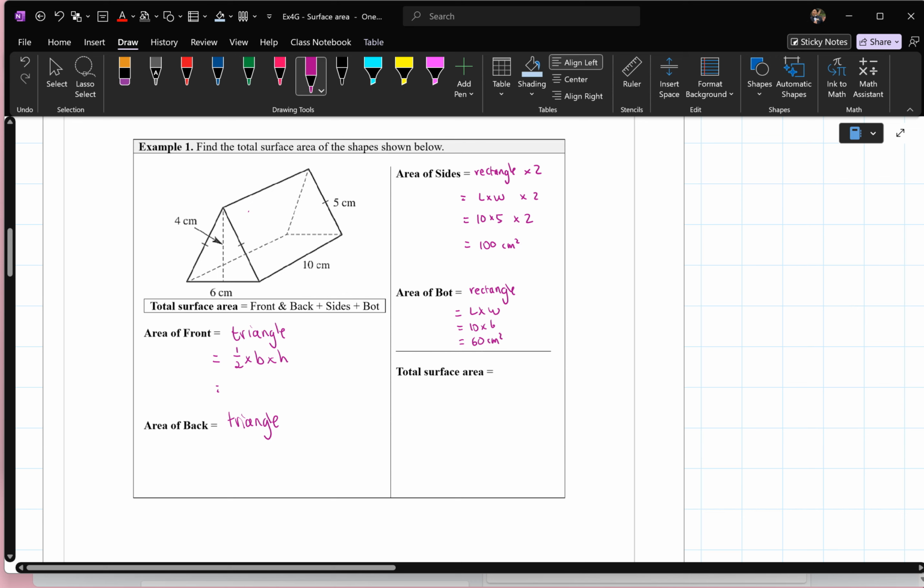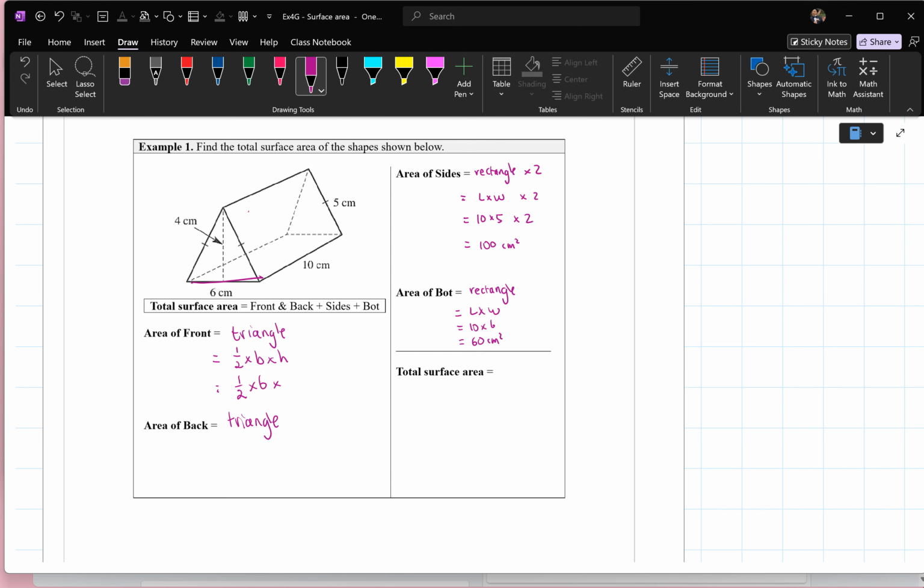Well, the base, half times the base is clearly 6. It could be 4; it actually doesn't matter which one you choose. So 6 times the height, and it's always the vertical perpendicular height to the base. And so therefore it's 6 times 4. So half of 6 is 3, and 3 times 4 is 12 squared centimeters.